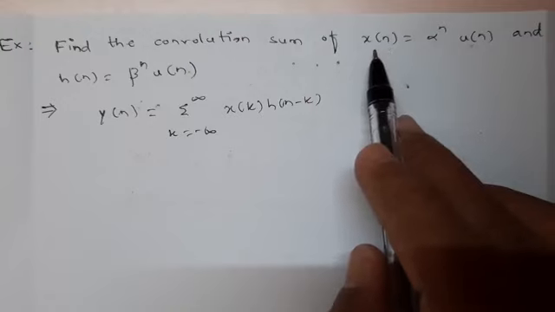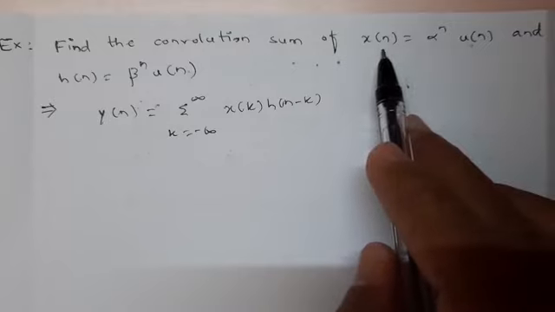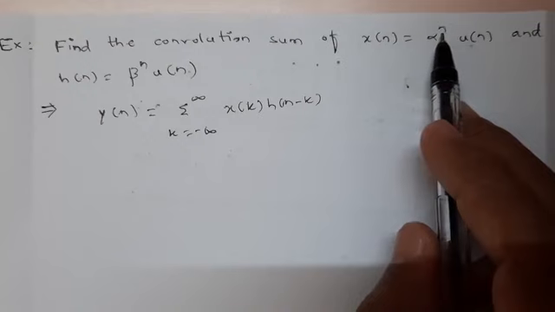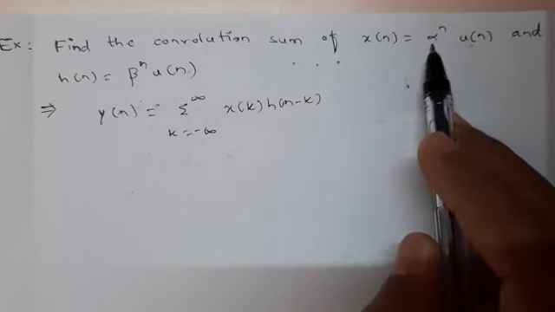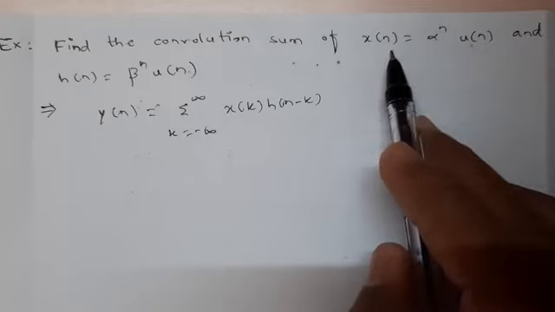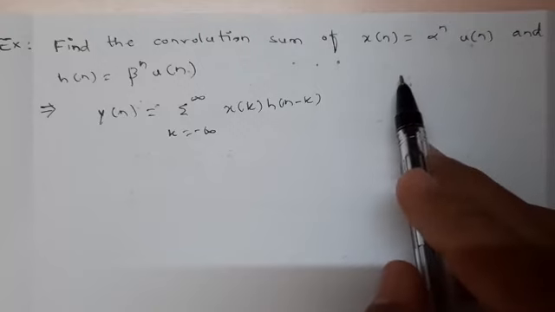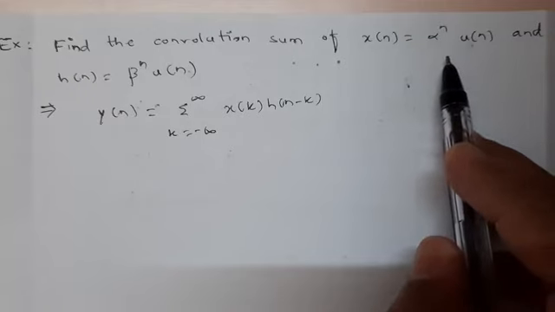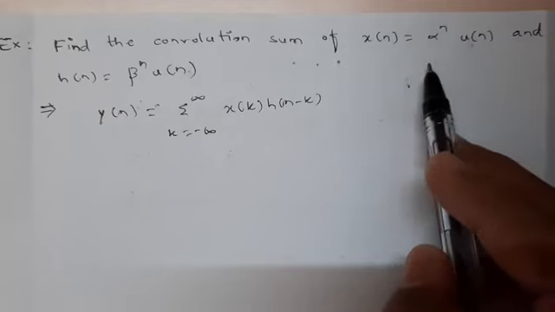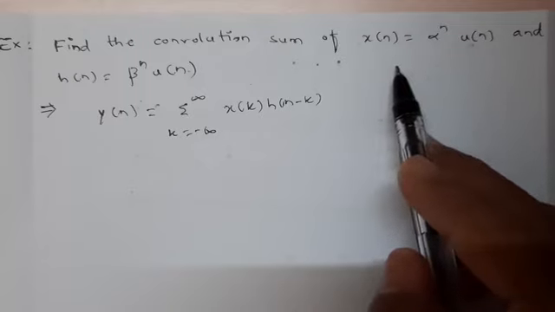When you put, for example, x of n equal to alpha to the power n u of n, and go on putting the values for n, like n equal to 0, this is alpha to the power 0, which is 1, n equal to 1, it is alpha, n equal to 2, alpha square, n equal to 3, alpha cube, and so on. So it is 1, alpha, alpha square, alpha cube, alpha to the power 4, and so on, where depending on the value of alpha, it becomes a rising exponential or a decaying one.